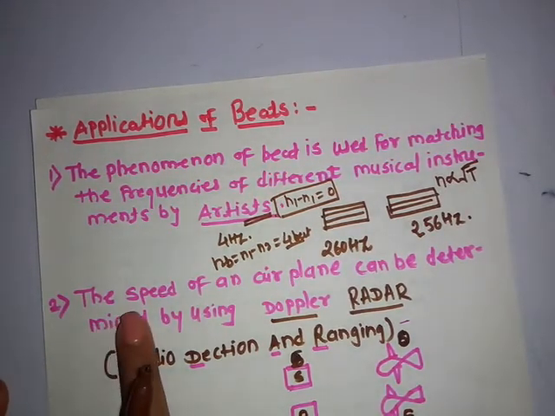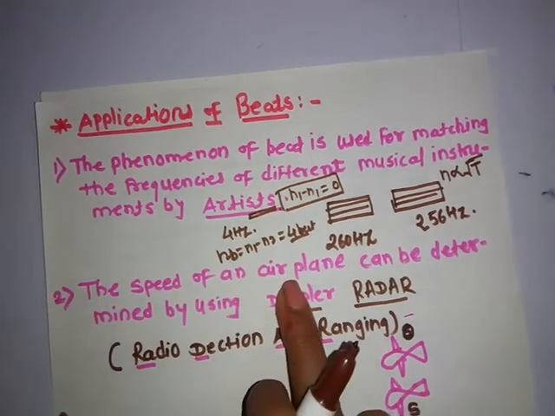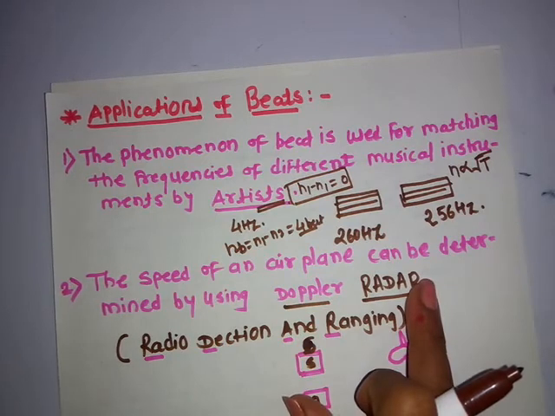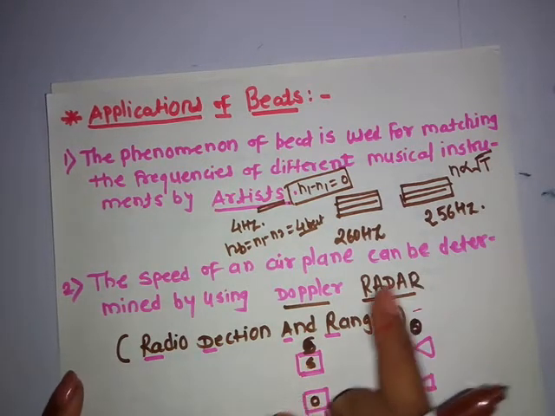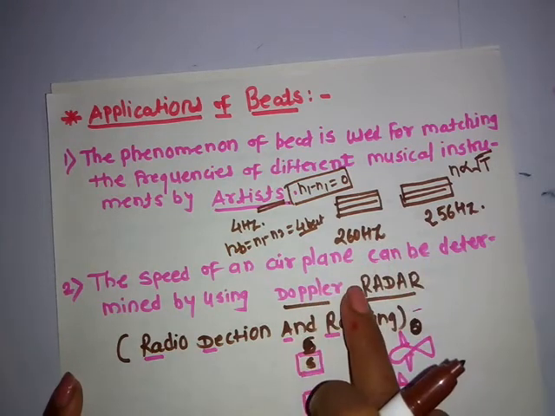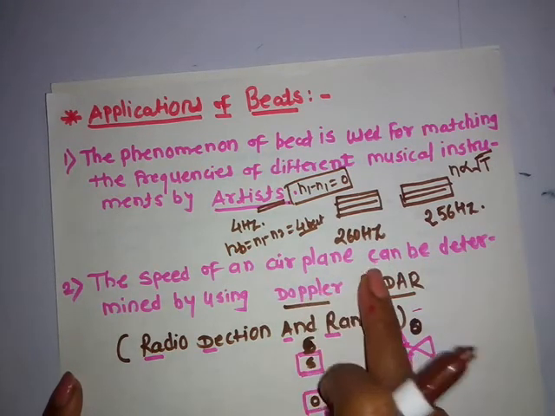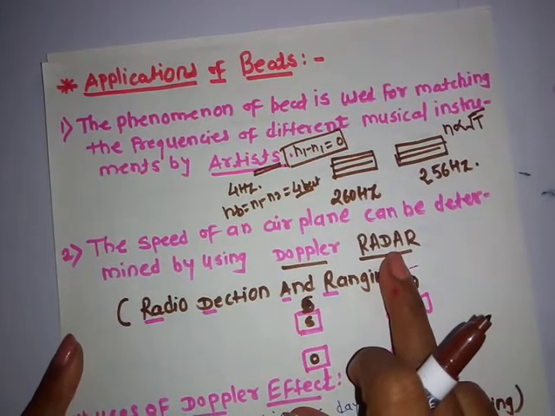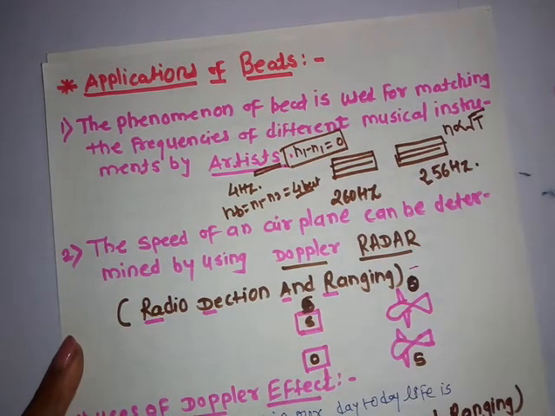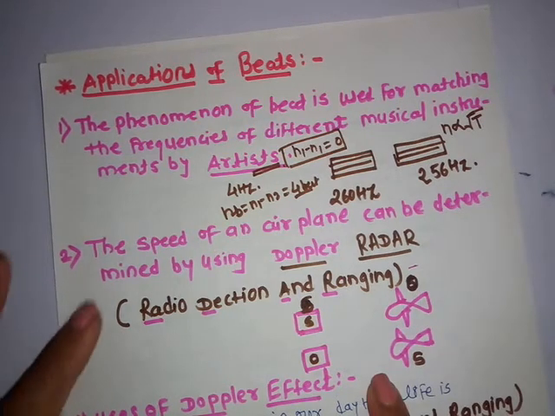The second application is that the speed of an airplane can be determined by using Doppler radar. Here the Doppler effect and the radar technique are used for calculating the speed of an airplane. Now the full form of radar is radio detection and ranging. Now we know very well what the Doppler effect is.